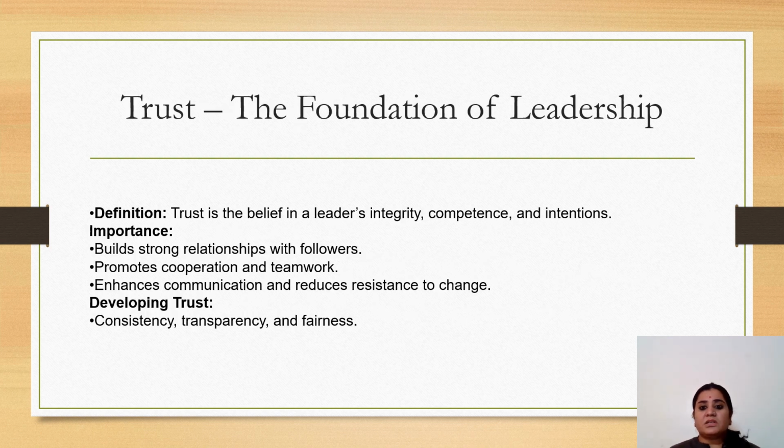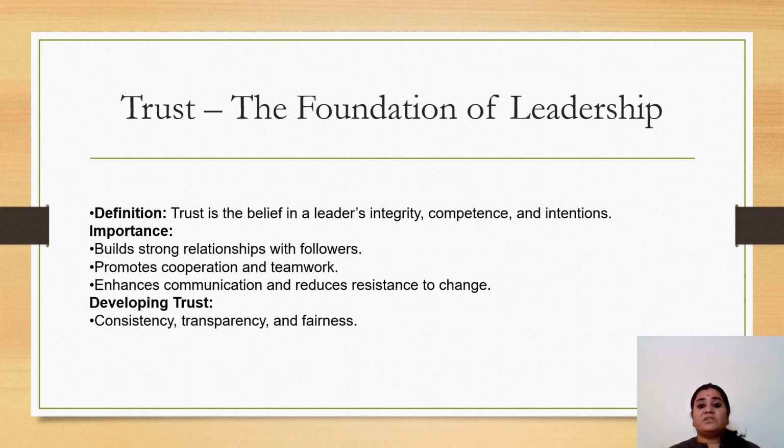Now we will discuss trust, the foundation of leadership. Trust is basically the belief that the leader will act in the best interest of their followers and has the competency to do so. Trust is a foundation for strong leadership because it influences how leaders are perceived and how effectively they can inspire and motivate others.